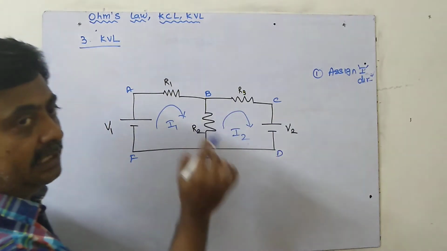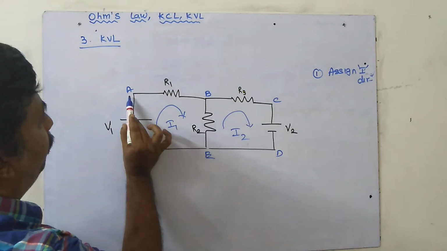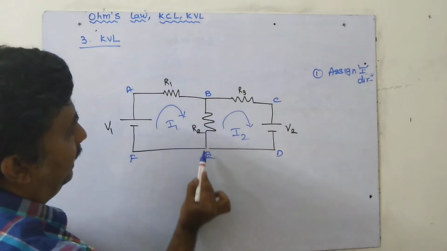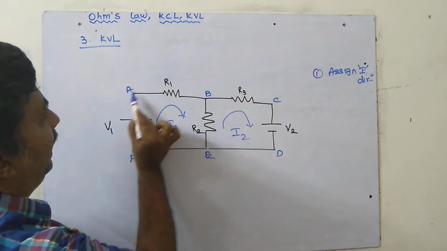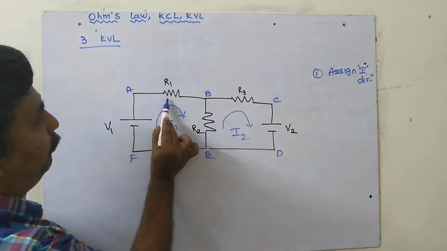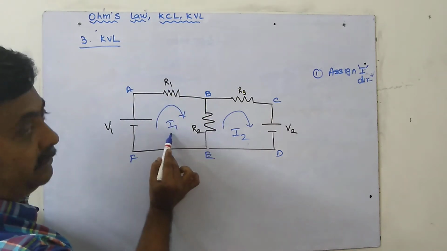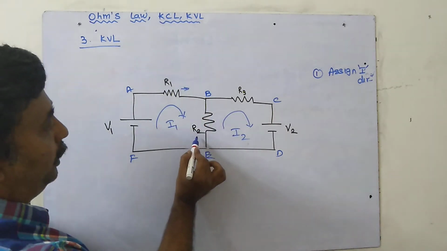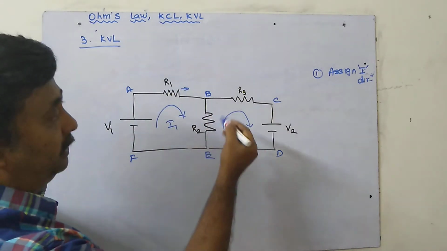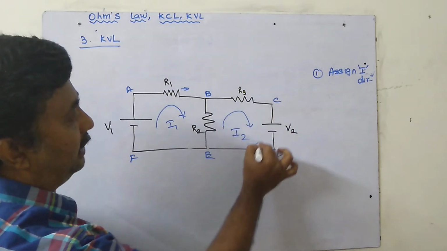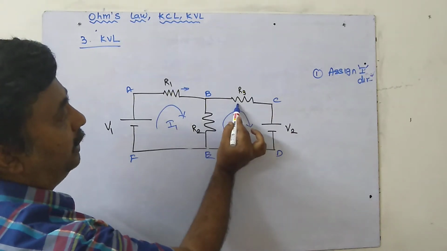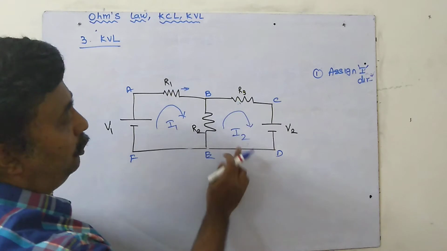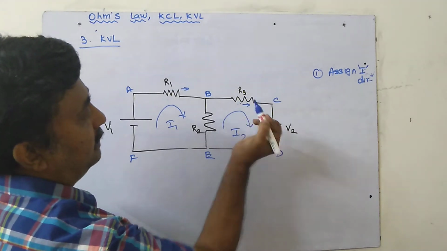What is the meaning of this? The current I1 is flowing from A to B, then E, F, A. Likewise, it is flowing. So what is the current flowing in R1? The current flowing in R1 is I1 and it is in this direction. Here, assuming current direction is clockwise, what is the current flowing in this thing? Here the current in R3 is equal to I2 and it is flowing in this direction.